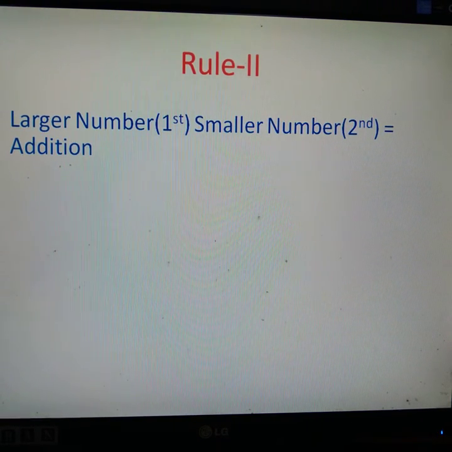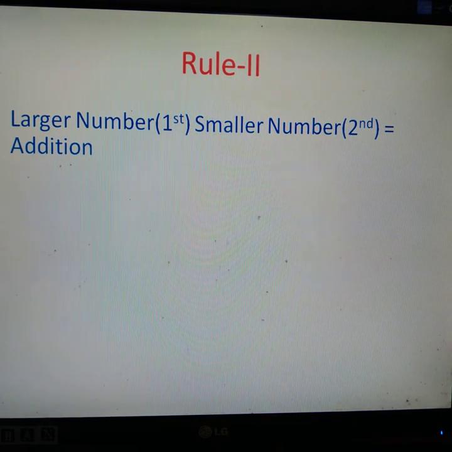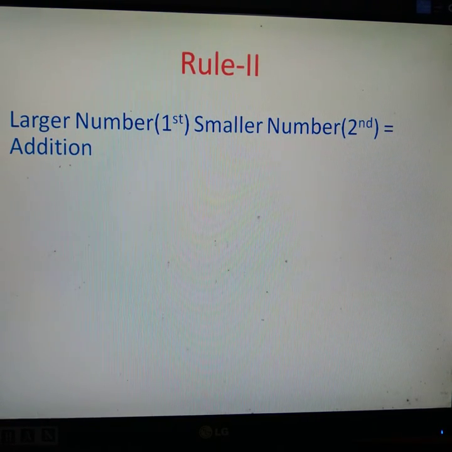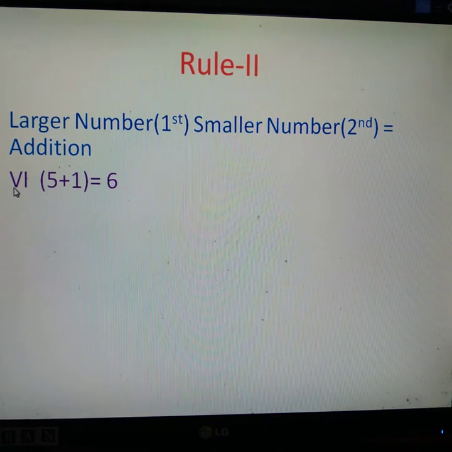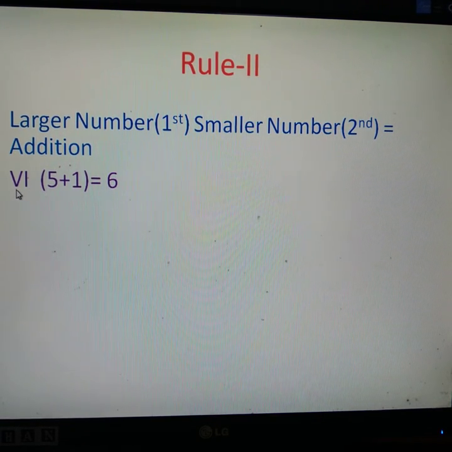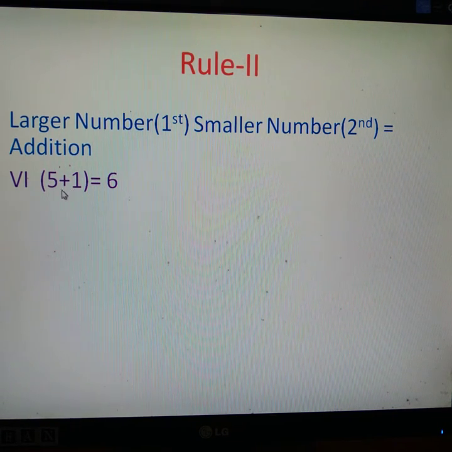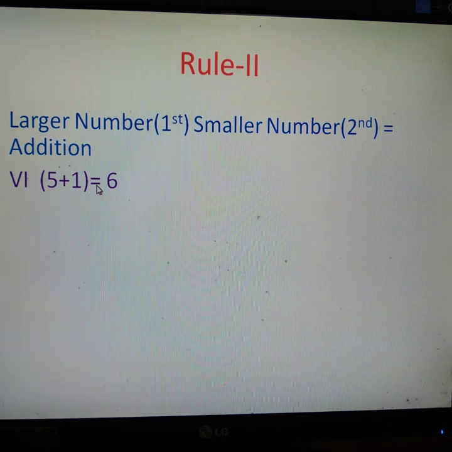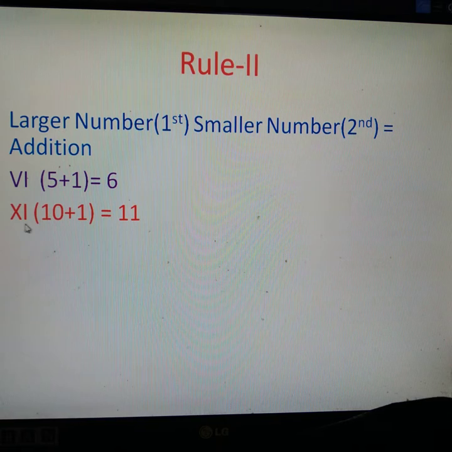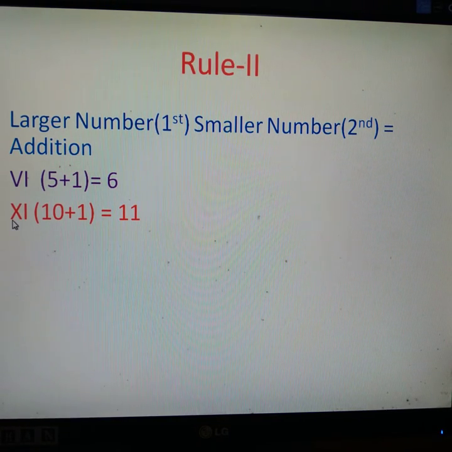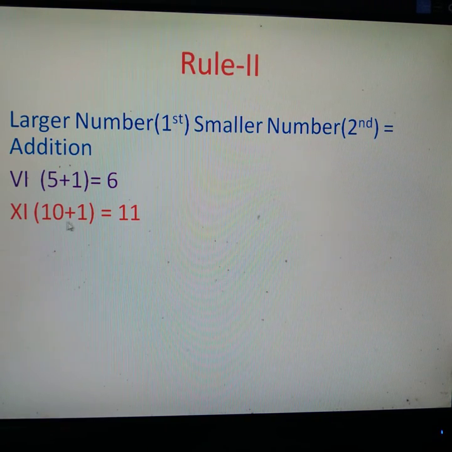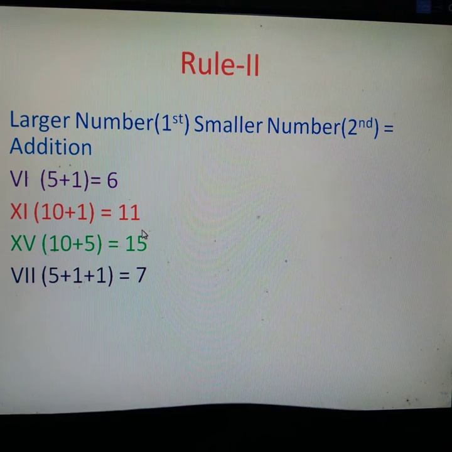Rule 2: we know that if a larger number comes first and a smaller number comes second, then the numbers are added. If V comes first and I comes second, V carries the higher value, that is 5, and I carries the lower value, that is 1. That is, V is the larger number, I is the smaller number. So 5 plus 1 is equal to 6. Next is XI. X is the larger number, I is the smaller number. So X 10 plus I 1, 10 plus 1 is equal to 11.